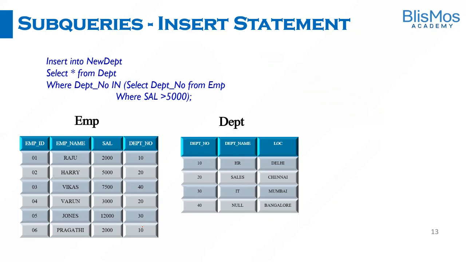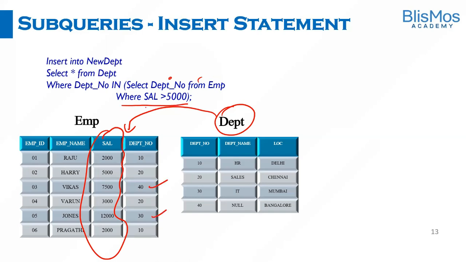Do you have a salary column in the department table? No. So we have to use the employee table, where the salary column is there. The way we are constructing the main query and subquery is, first we'll select the department number from the employee table where salary is greater than 5,000. So it will give the result as 40 and 30.